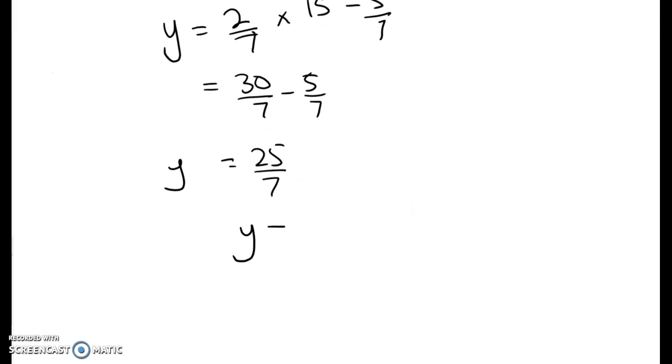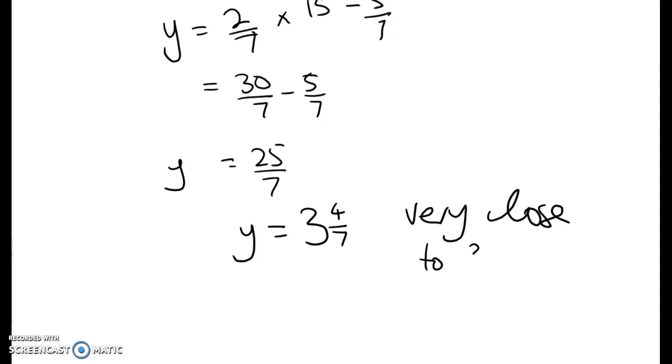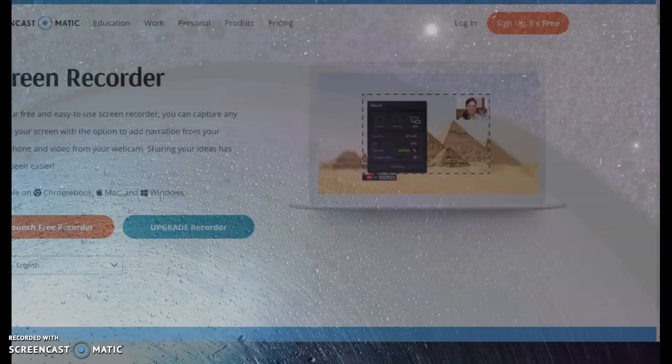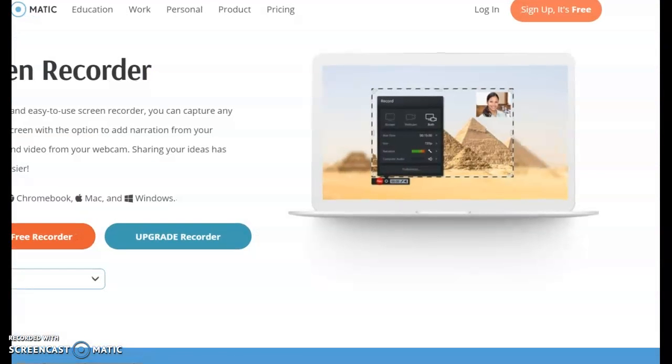Now that equals 3 4/7, which is very close to 3.5, but not equal. Now if we go over to GeoGebra briefly, we'll see just how close it is. So the point is not on the line. There we go. Let's have a look at just how close it is though. Where's GeoGebra gone? Here it is.